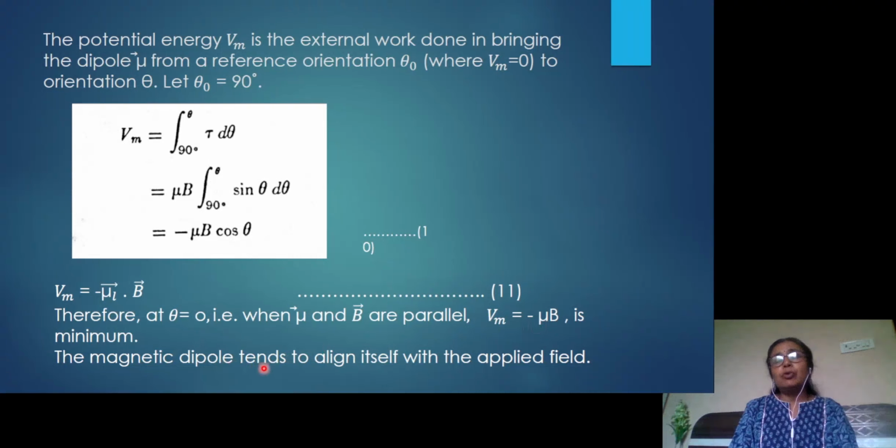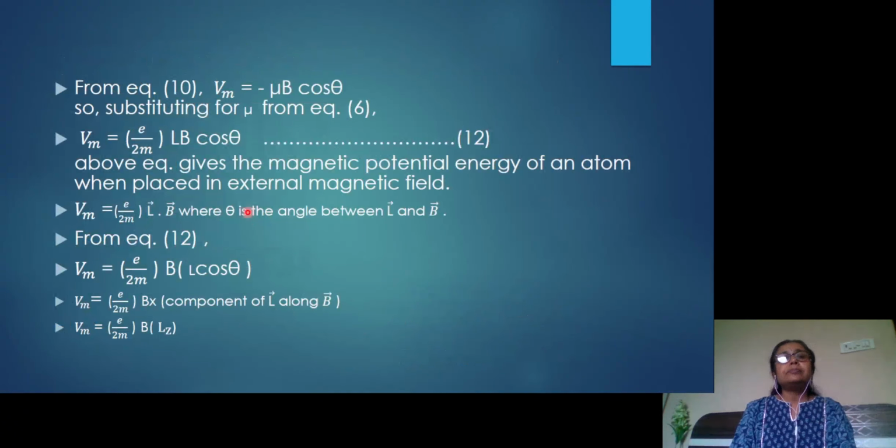So the magnetic dipole will tend to align itself with the applied magnetic field, and in this process the magnetic dipole will precess about the direction of the applied magnetic field. How that happens we are going to see in the next slide.